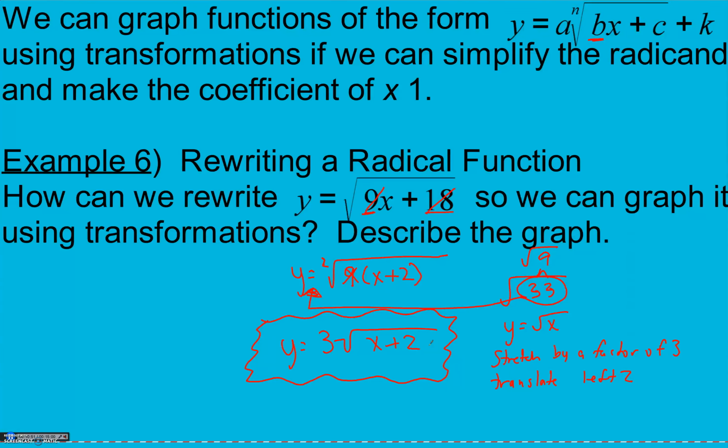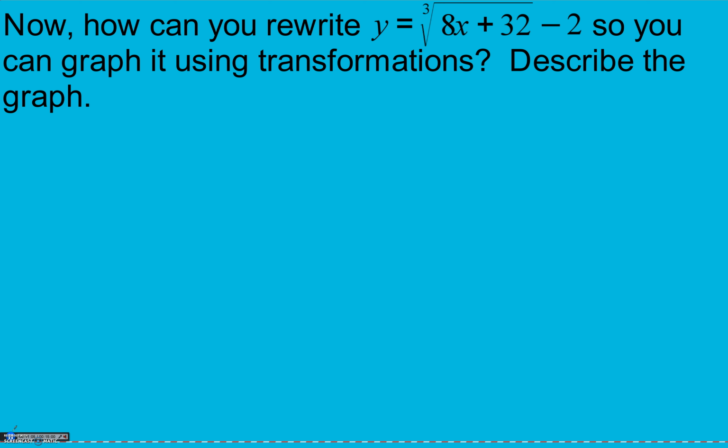So here, guys, once we get it into our form, we are just picking out our transformations like we did in the last example. Big thing though here is we have to also say what type of function we're starting with. Now, how can we rewrite our function here so that we can graph it using transformations and then describe the graph? Again, the big idea here is that we're trying to get the x with a coefficient of just 1. We don't want that 8 there in order to have it in our form that's easy to use transformations on.